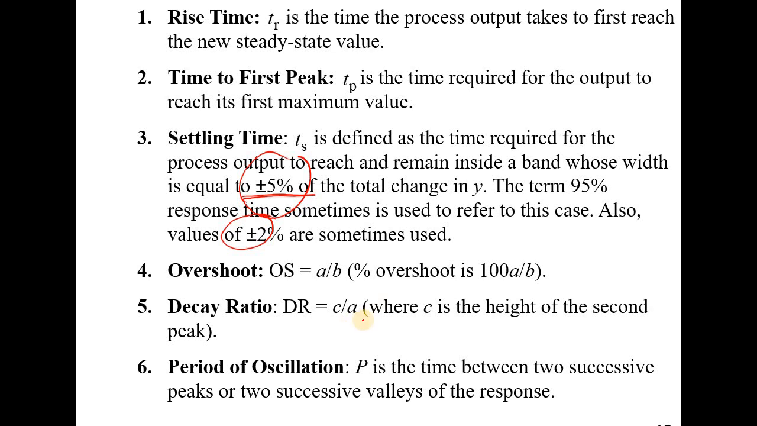I did not explain decay ratio, I forgot. Okay, I'm going to go back to this. The period of oscillation is the time between two successive peaks.